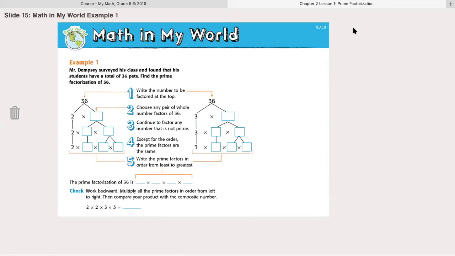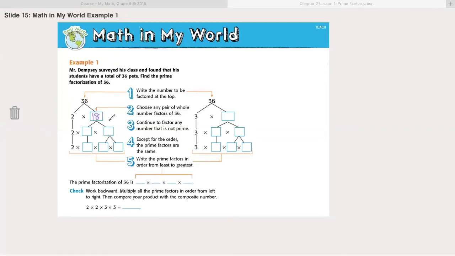Step 2, choose any pair of whole number factors of 36. You could do 2 and 18, you could do 3 and 12, and you see those two options on the left and the right-hand side. Okay, so it doesn't really matter which factors you choose. No matter which factors you choose, we're going to continue to break it down until they're prime. So in this particular case, on the left-hand side, we're choosing 2 and 18.